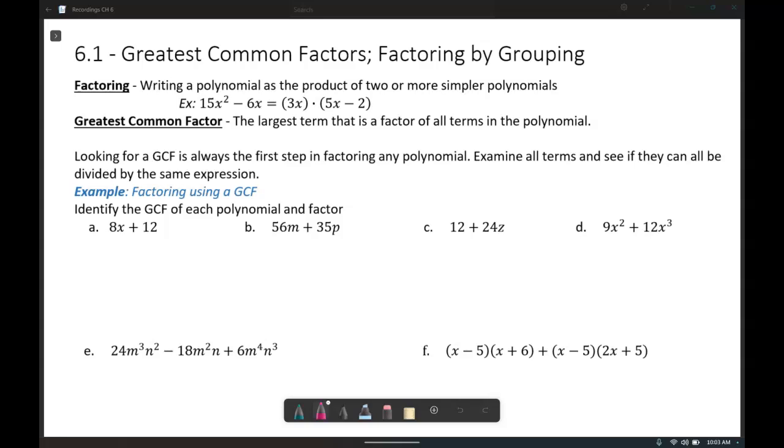We're going to spend the next couple lessons going over different factoring techniques. Again, we're going to be starting with the greatest common factor and factor by grouping, which lays the foundation for a couple other methods that we're doing. So looking for a greatest common factor is always going to be the first step when factoring any polynomial.